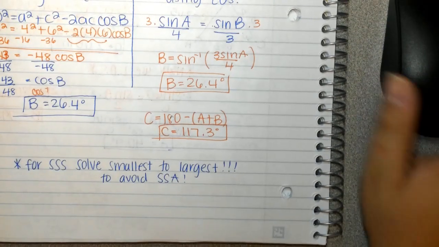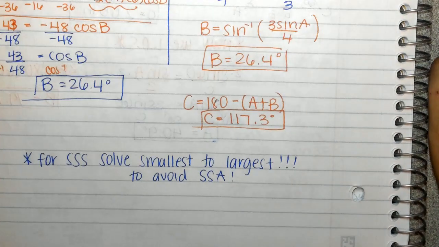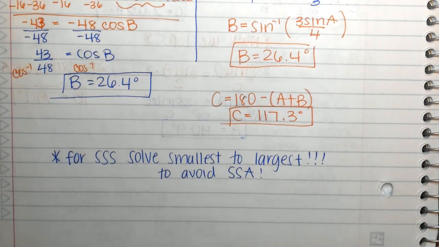So did everybody write that down on their notes? For SSS, solve from the smallest to the largest. You want to avoid SSA. All right? This was yesterday's page. I wrote that on 23.